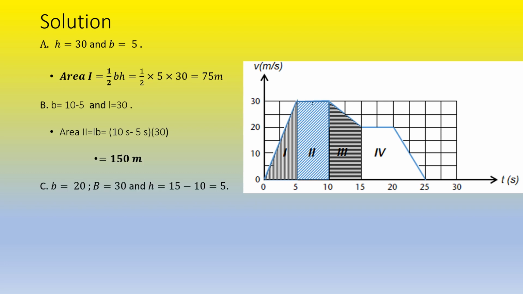C. Short base equals 20, larger base equals 30 and height equals 15 minus 10 equals 5. Area 3 equals 1 over 2 times (short base plus larger base) times height, that is, 1 over 2 times (20 plus 30) times 5, equals 1 over 2 times 50 times 5 equals 125 meters.